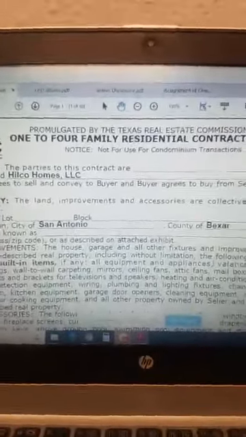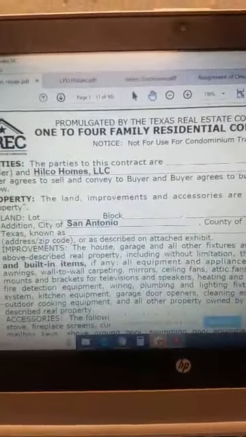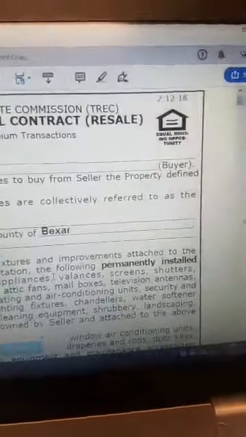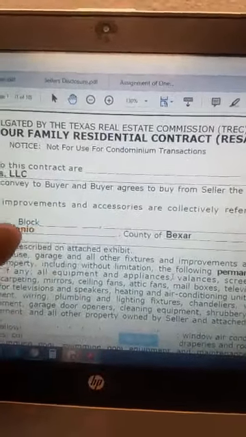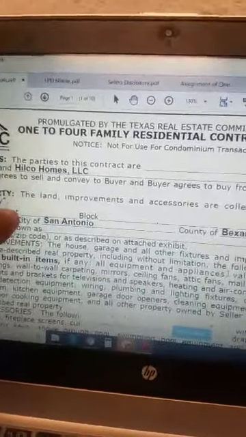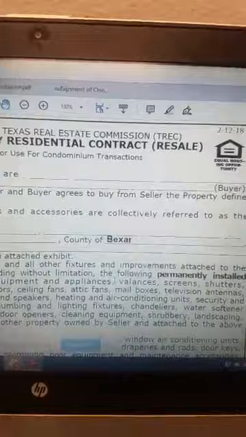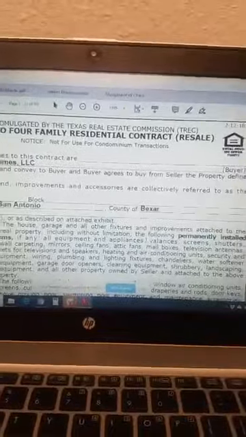Next line is the property. Number 2, you want to get the block and lot number and you also want to get the legal description of the property, which you put right here after the block number. So it would be the lot number and the block number, and then here would be the legal description. You ask yourself, well, where do I get that? You will get that from the tax record. The tax record is going to have that information.